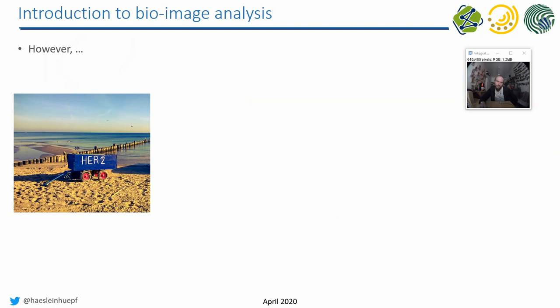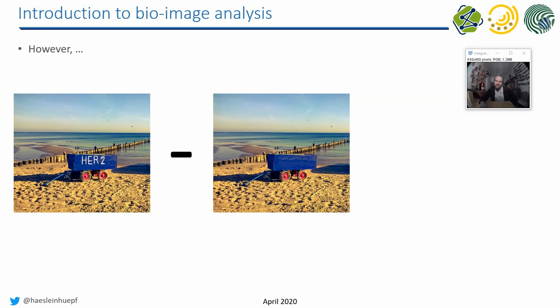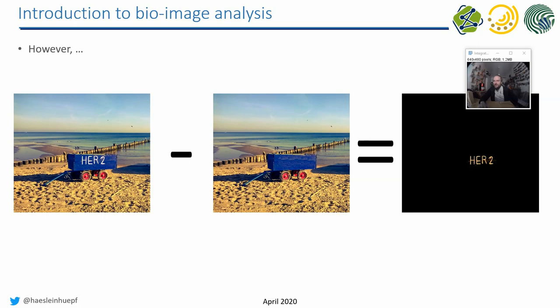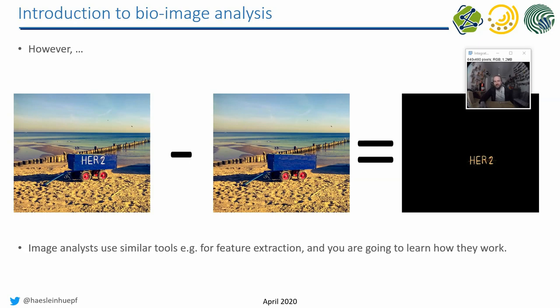So think about, we acquired an image like that and we subtract the other image I just showed you. And then we have kind of only the term, only the characters, only the letters left. So this image is of course much easier to analyze. So sometimes we do these kind of tricks to get a better measurement or to actually enable other measurements, for example, for feature extraction.